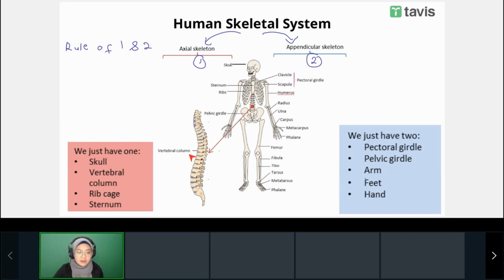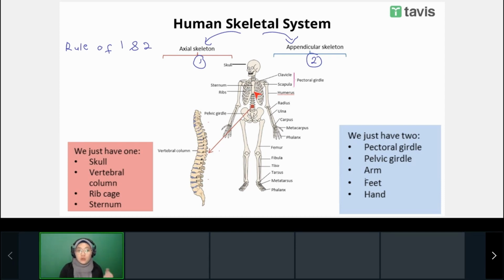We do have one vertebral column, right? One person, one vertebral column only. So the vertebral column is number 1, axial skeleton. What else that we have only one? We do have a sternum. The sternum is over here. One sternum indicates axial skeleton.